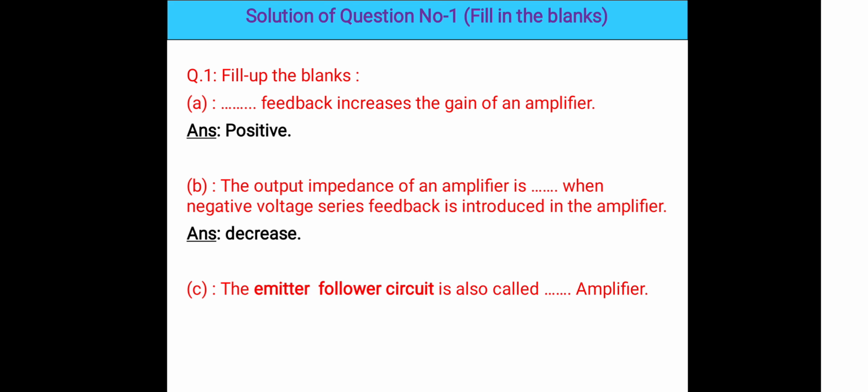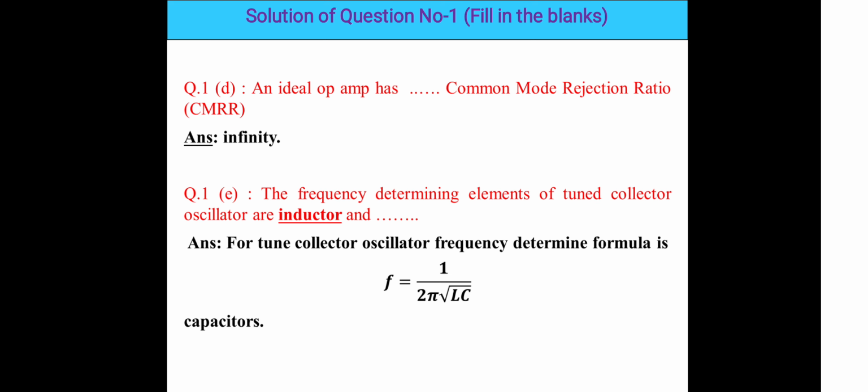Next question: the emitter follower circuit is also called a common collector amplifier. We saw this when we went through the emitter follower circuit. Next: an ideal op-amp has dash common mode rejection ratio. We know the characteristics of an op-amp, and one of them is infinite CMRR, that means common mode rejection ratio.